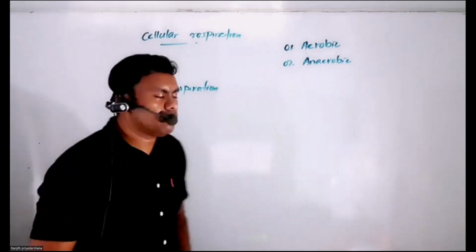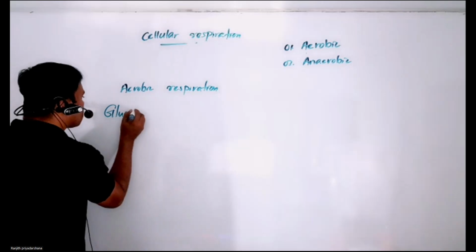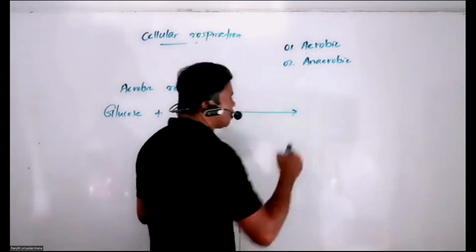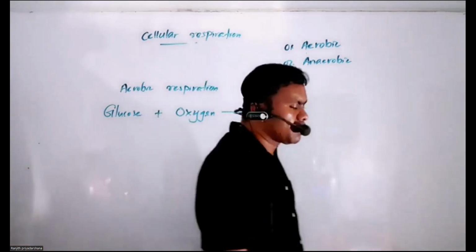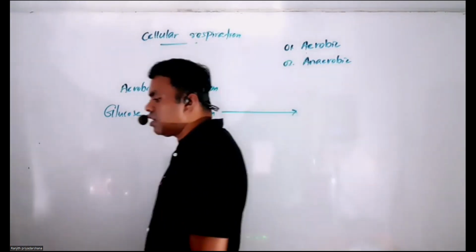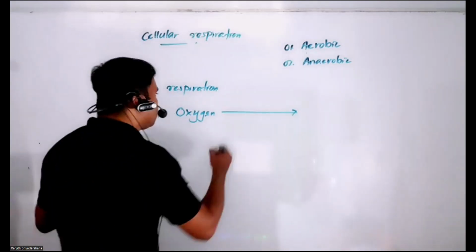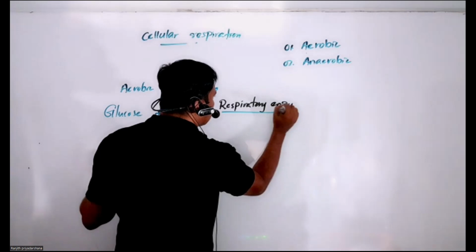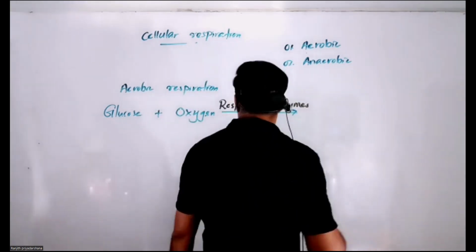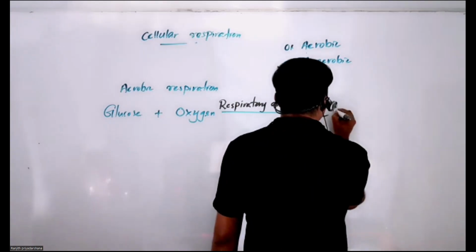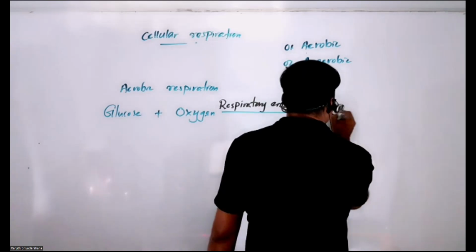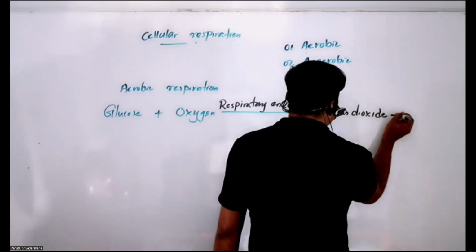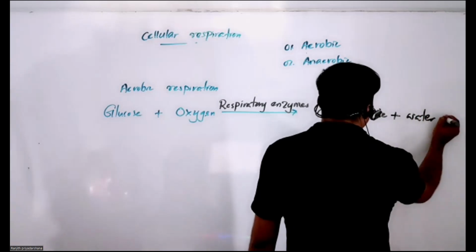Right, so this glucose starts to react with oxygen. So there's a burning process, but that happens under body temperature with the help of biocatalysts, enzymes. So they are respiratory enzymes. What is produced? Carbon dioxide, water plus energy.